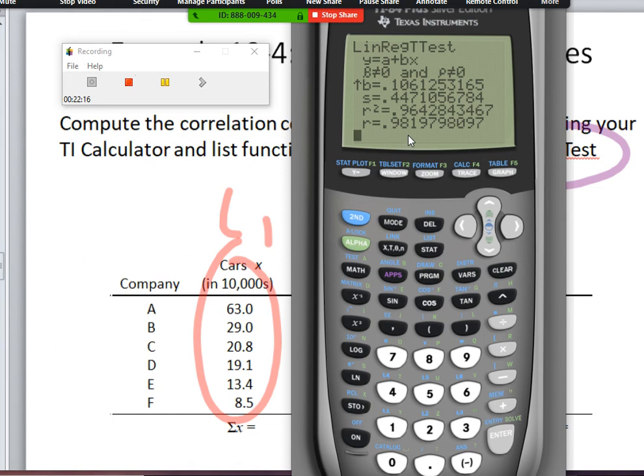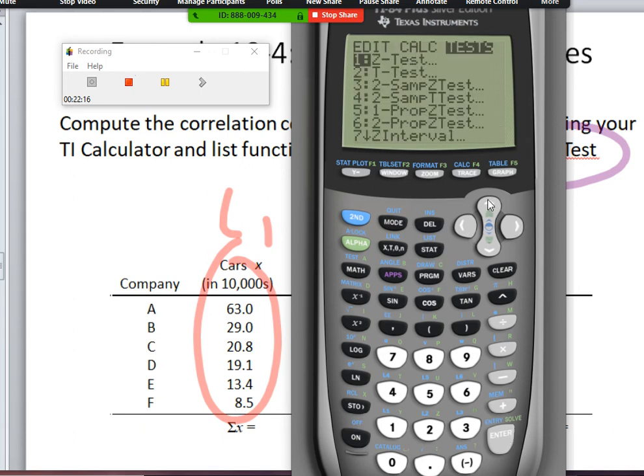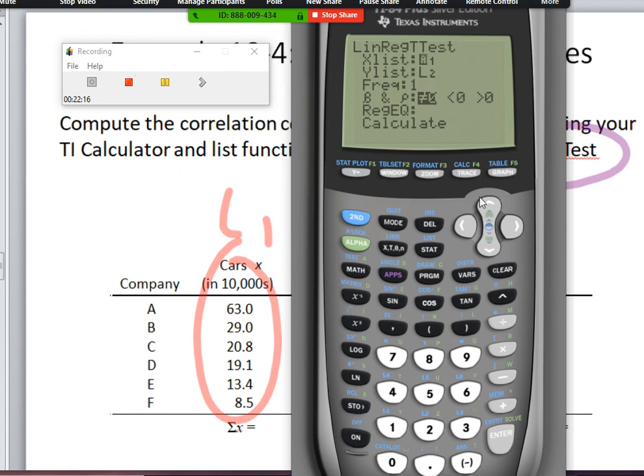So again, here's my R right there. How do I get there? I put my data into list 1 and 2, and then I do stat, test, arrow up to get to lin-reg t-test, and then leave the frequency at 1. Obviously, your X is list 1, your Y is list 2, frequency is 1. Leave this as not equal to, and leave that blank. Then hit calculate. If you have a fancy calculator, on the final, this is what you have to do, just this. You do not need to use the formula at all.